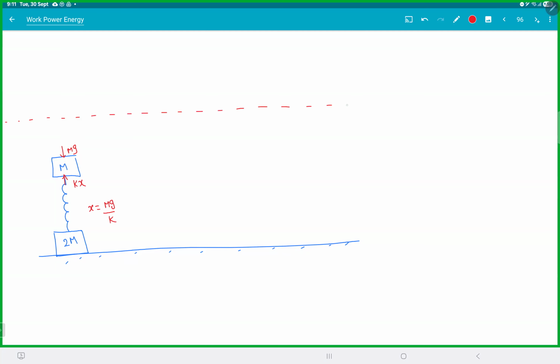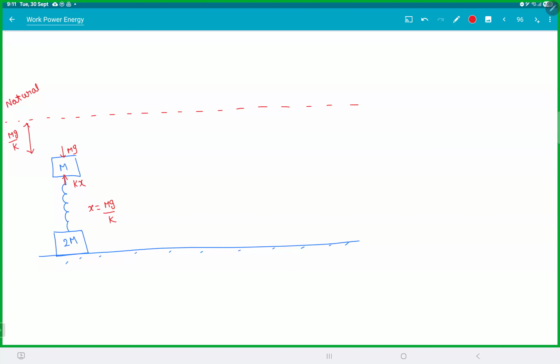This is your natural length. Because think about it, if the spring was at natural length, who is balancing the weight mg? That means initially, the spring is already compressed by an amount of mg by k. That's the first thing you need to realize.